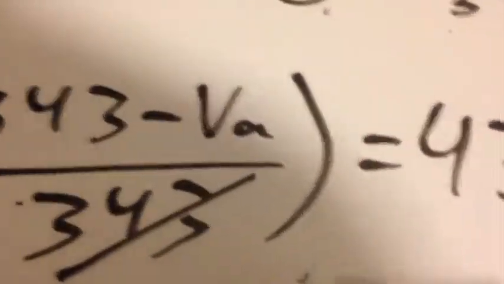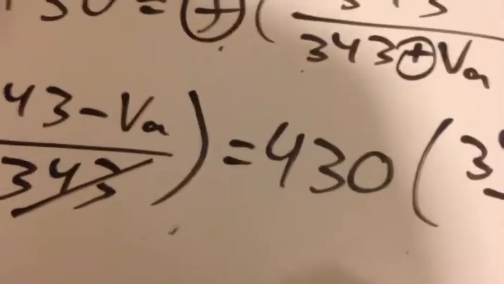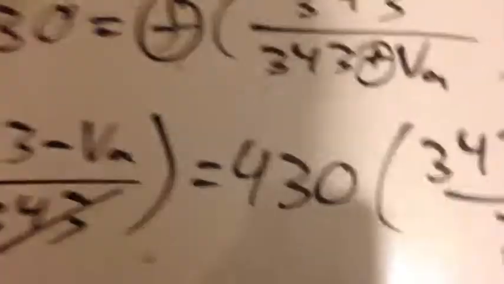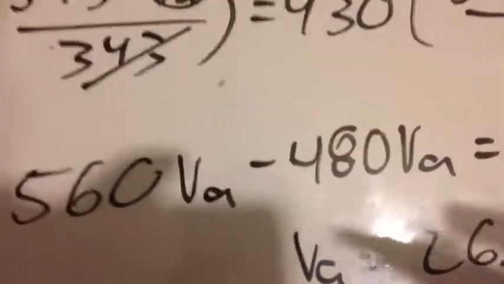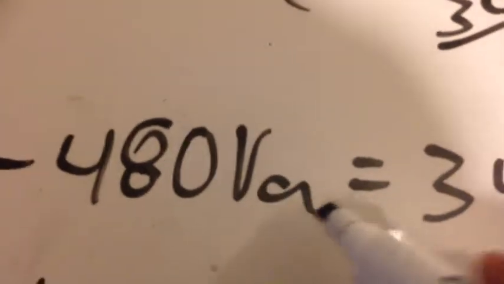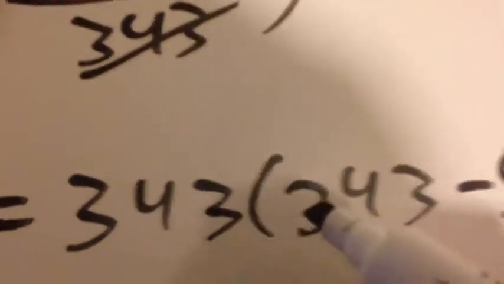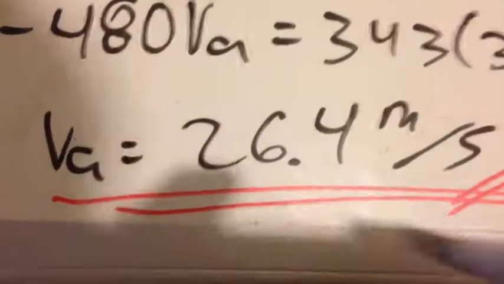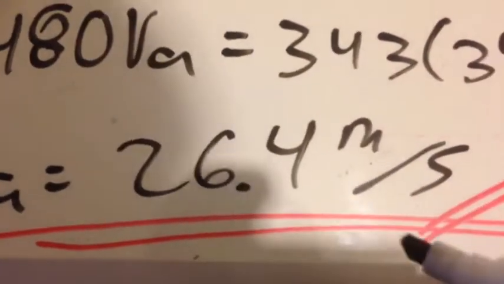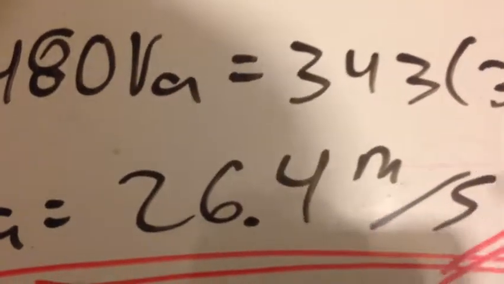We can eliminate these 343 denominators because they are the same on both sides of the equation, and we arrange the equation so that we get all the ambulance velocity terms on one side and the rest of the values on the other side. This will give us the equation of minus 560 times the velocity of the ambulance minus 480 times the velocity of the ambulance equals 343 times 343 minus 560. And this will give us the result for the velocity of the ambulance, which should be 26.4 meters per second.